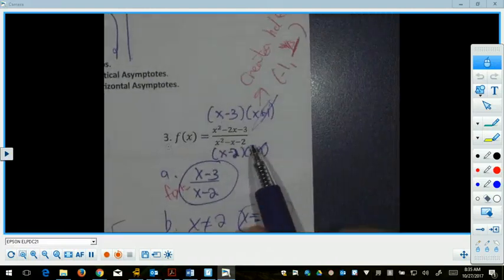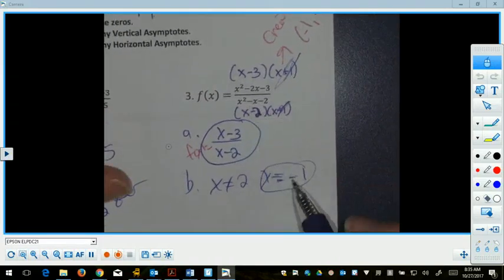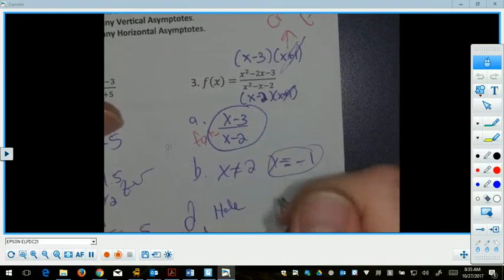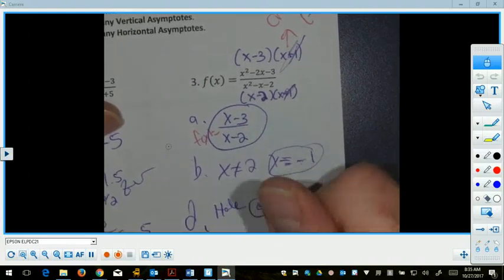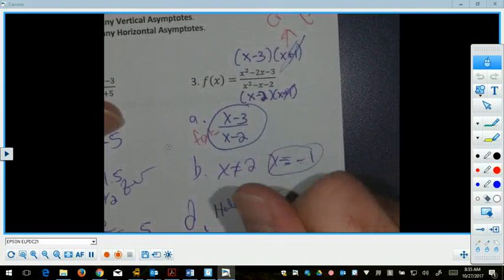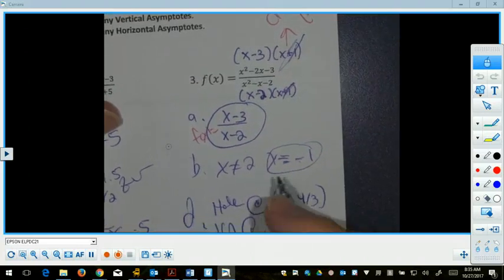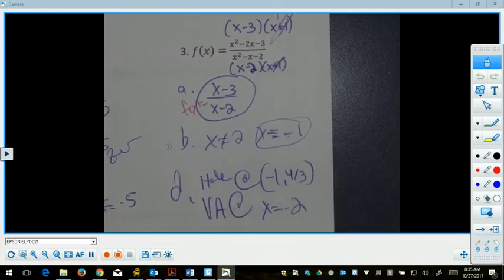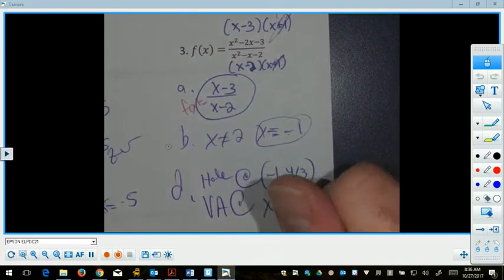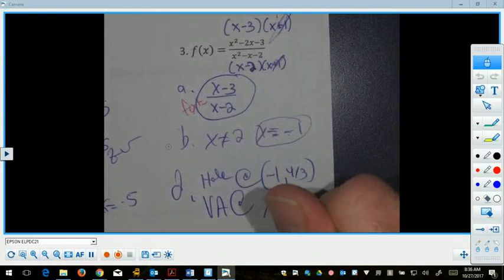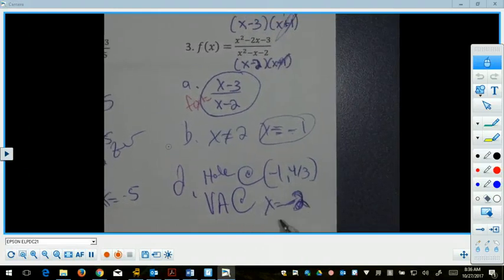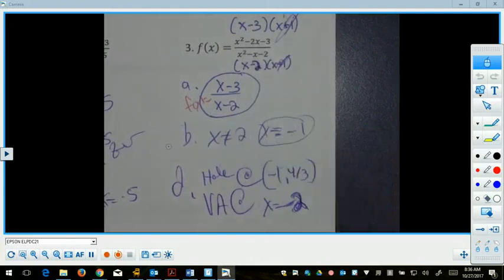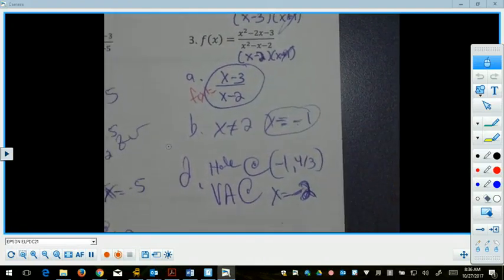And then for number 3, we have our factored form. We know we have a hole. So we have a hole, and I didn't have this written down for you, at -1, 4/3. We also have a vertical asymptote at x equals -2. By the way, your calculator, most of them are not going to put the hole in the graph for you. So you have to know that it's there. Even if you put this function in, it's still going to graph it usually without the hole.